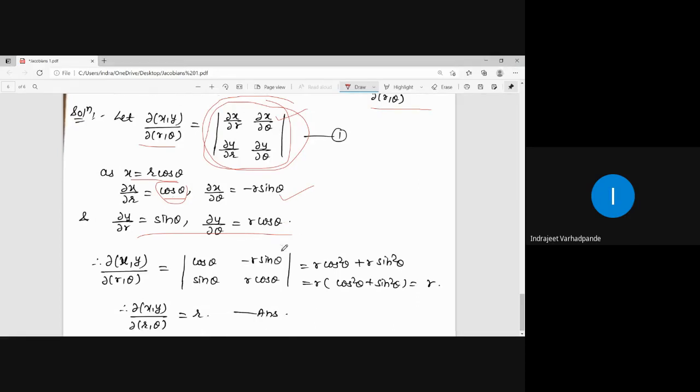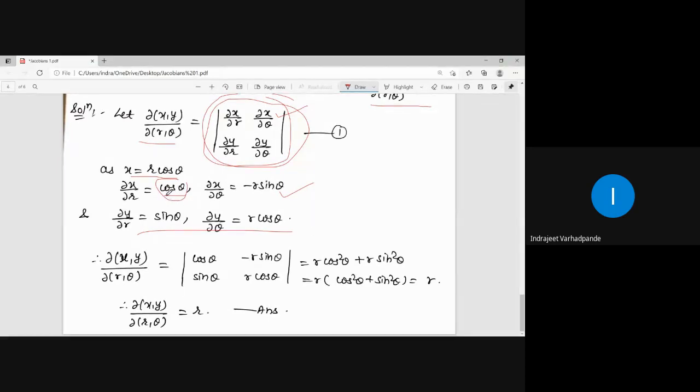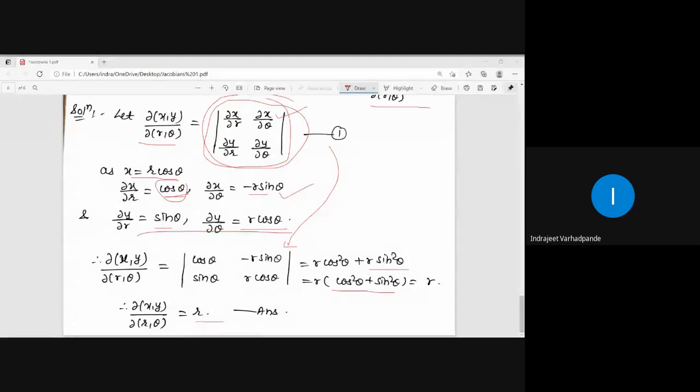So del x by del r is cos theta, del x by del theta is minus r sin theta, del y by del r is sin theta, del y by del theta is r cos theta. I put the values in equation 1. The determinant is r cos square theta plus r sin square theta. R common, cos square theta plus sin square theta is 1. So r into 1 is r. We get the answer.